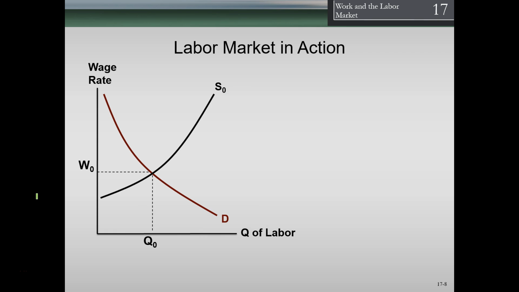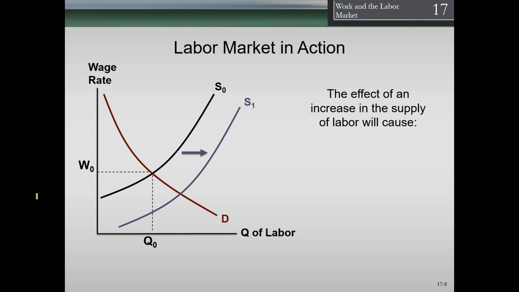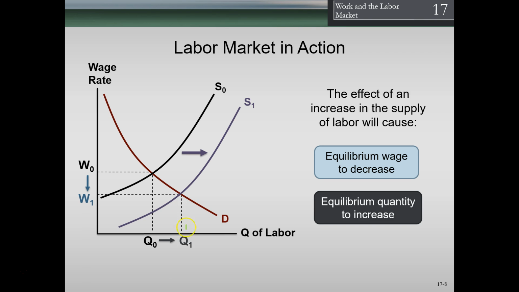So here's another example of the labor market in action. Once again, we have our supply and our demand curve. If there is an increase in the supply of labor, for whatever reason, if there's an influx in the supply of labor, then that would have the effect of shifting out the supply curve so that at any given wage, there would be more quantity supplied. What would that do to the equilibrium price in the classical model? It would move the equilibrium price down to the new equilibrium, and we would have a new equilibrium quantity.